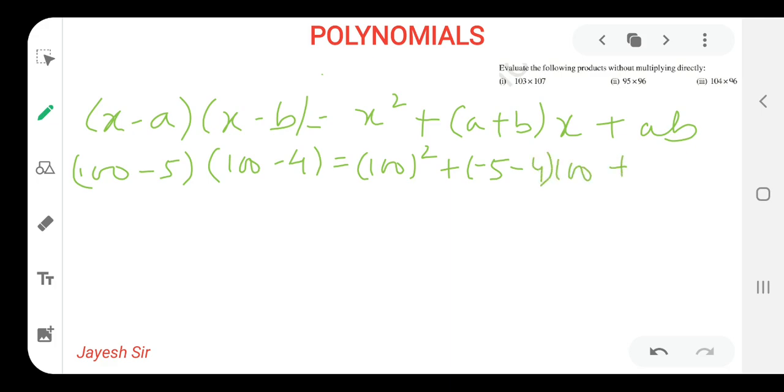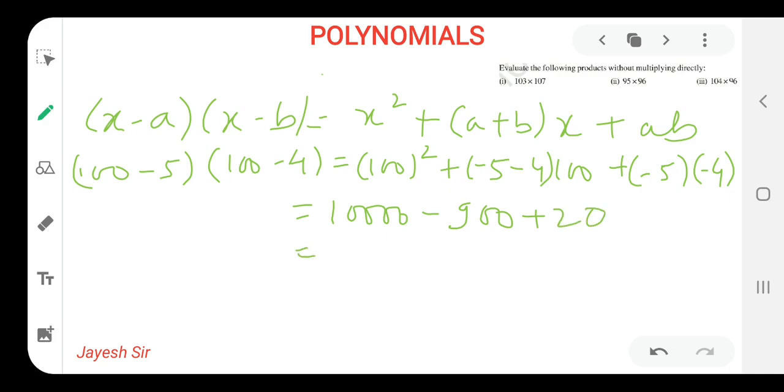Now into a means minus 5 and b means minus 4. Now 100 square, that means 10,000. Yes, friends. Now minus 5 plus minus 4, that would be minus 9. Minus 9 into 100, that would be minus 900. Now minus 5 into minus 4, as per the sign rule, minus minus will become plus. Our answer would be plus 20.